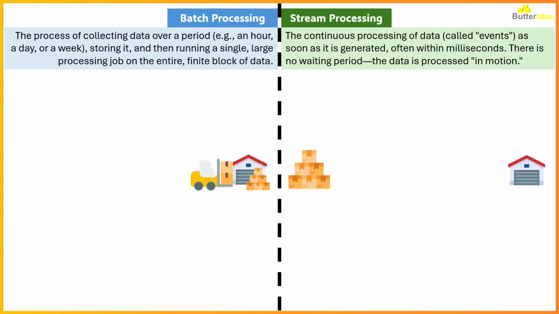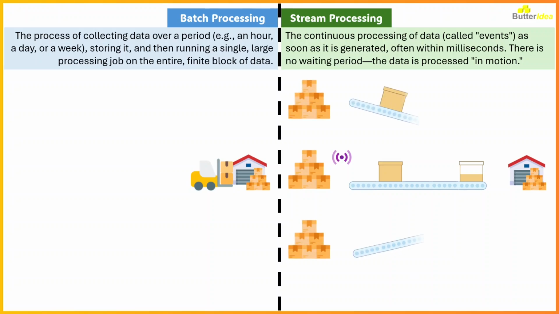In stream processing, the stock moves continuously on a conveyor belt. Boxes are processed instantly as they arrive. The warehouse doesn't know when all the stock will finish moving, unless the conveyor or the stream is stopped or interrupted. Often, multiple sources are sending stock to the warehouse at the same time, making it a continuous flow.